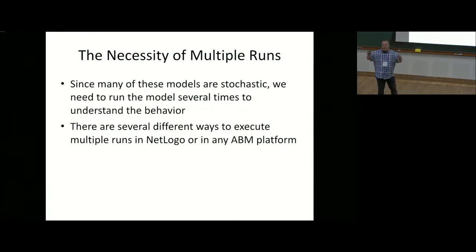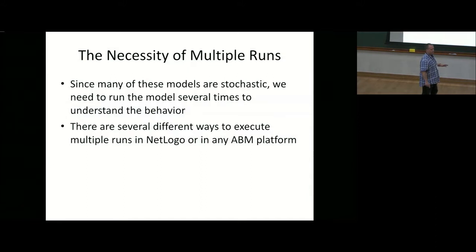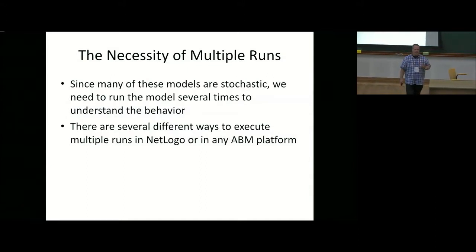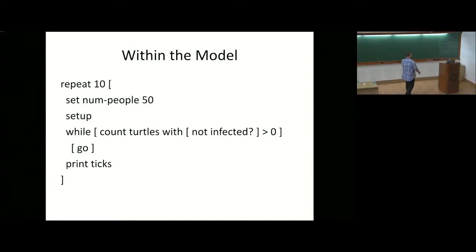So first of all, the point I want to hammer home, and I mentioned this in the very first class, is that almost every single model that you're going to build in an agent-based model is going to be stochastic. Even if it's not stochastic in the decision making, it's going to be stochastic in the initial conditions. You need to make sure you do multiple runs. There are different ways to do that in NetLogo, as there are in any agent-based platform. One thing you could do is literally write code in NetLogo to run the model multiple times. So I can write this code in NetLogo and just run it.